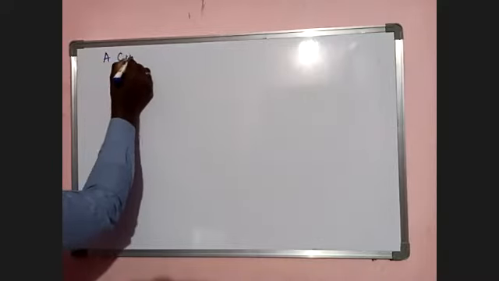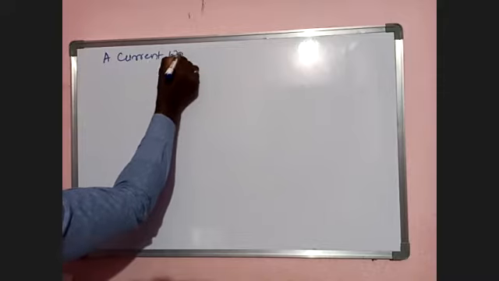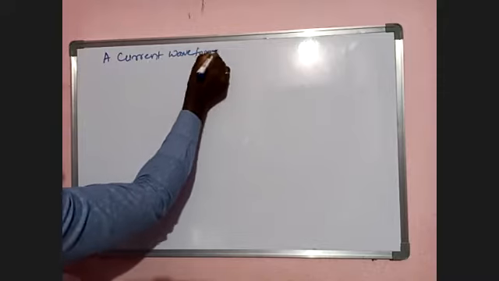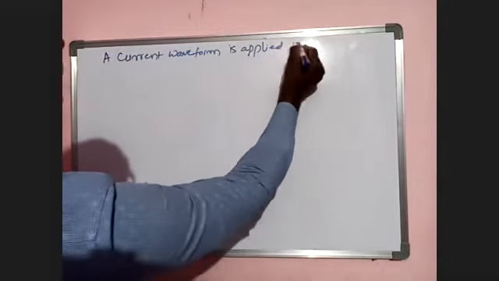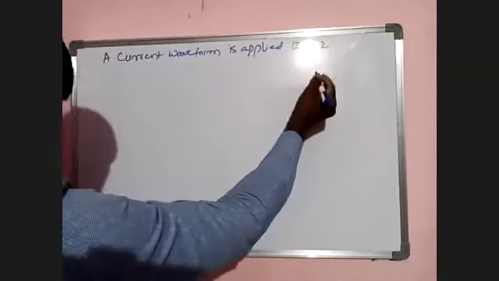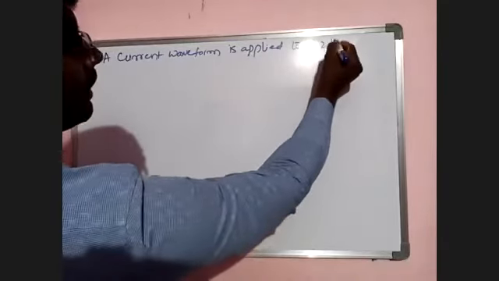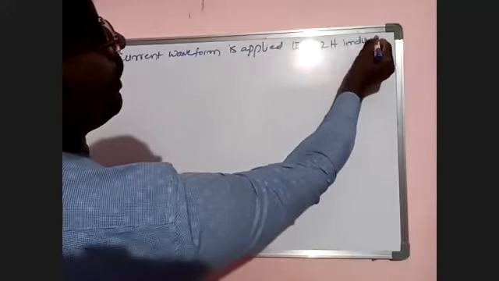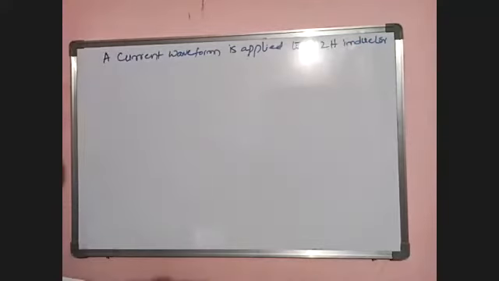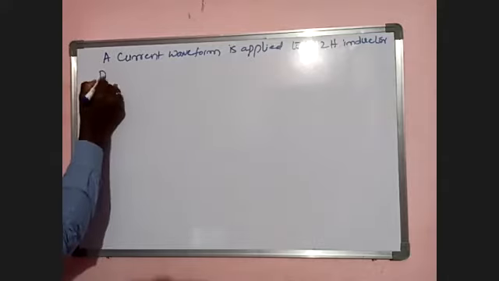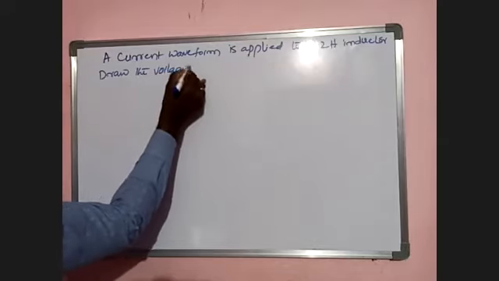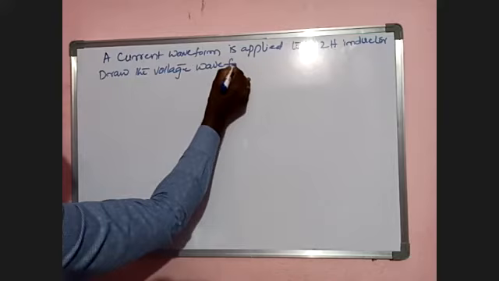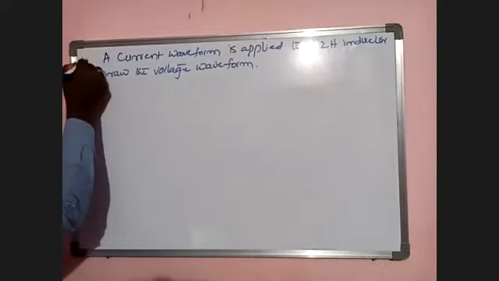A current waveform is applied to a 2 Henry inductor. Draw the voltage waveform. This is an example.